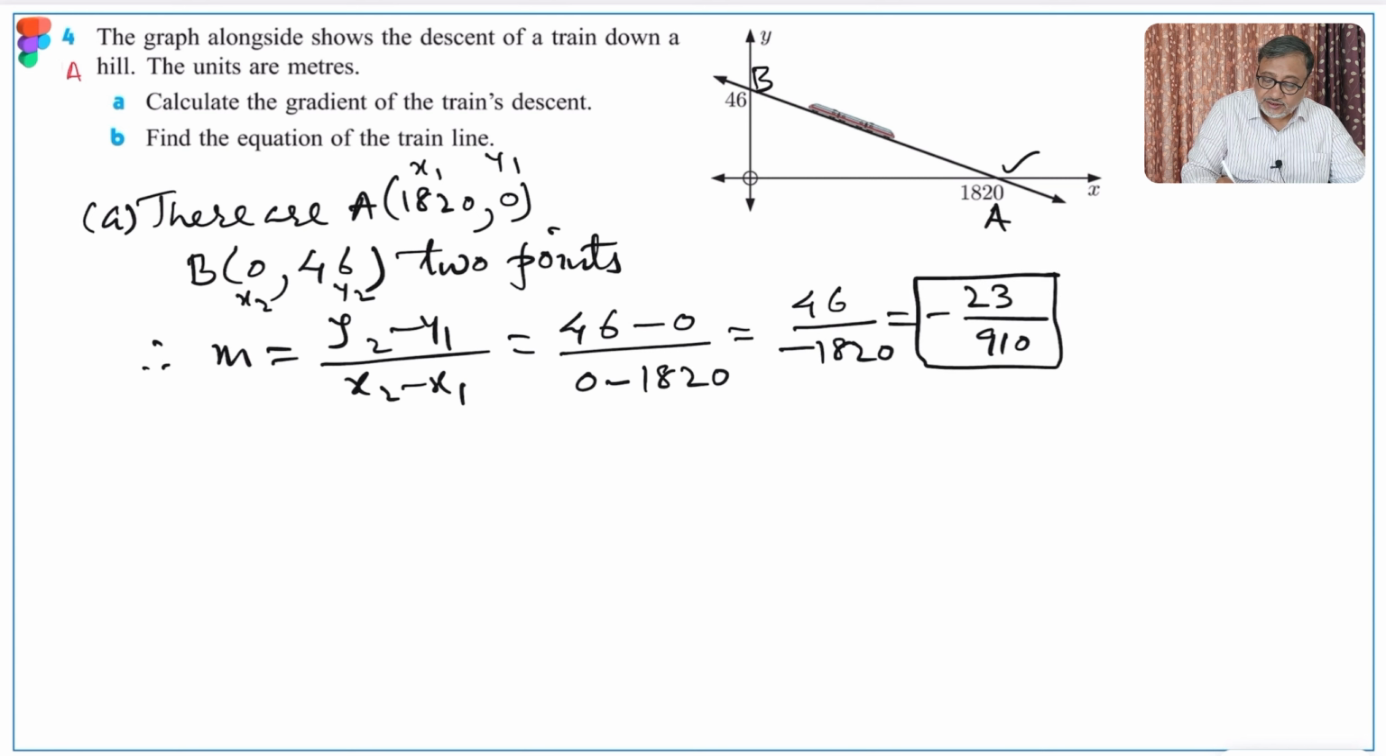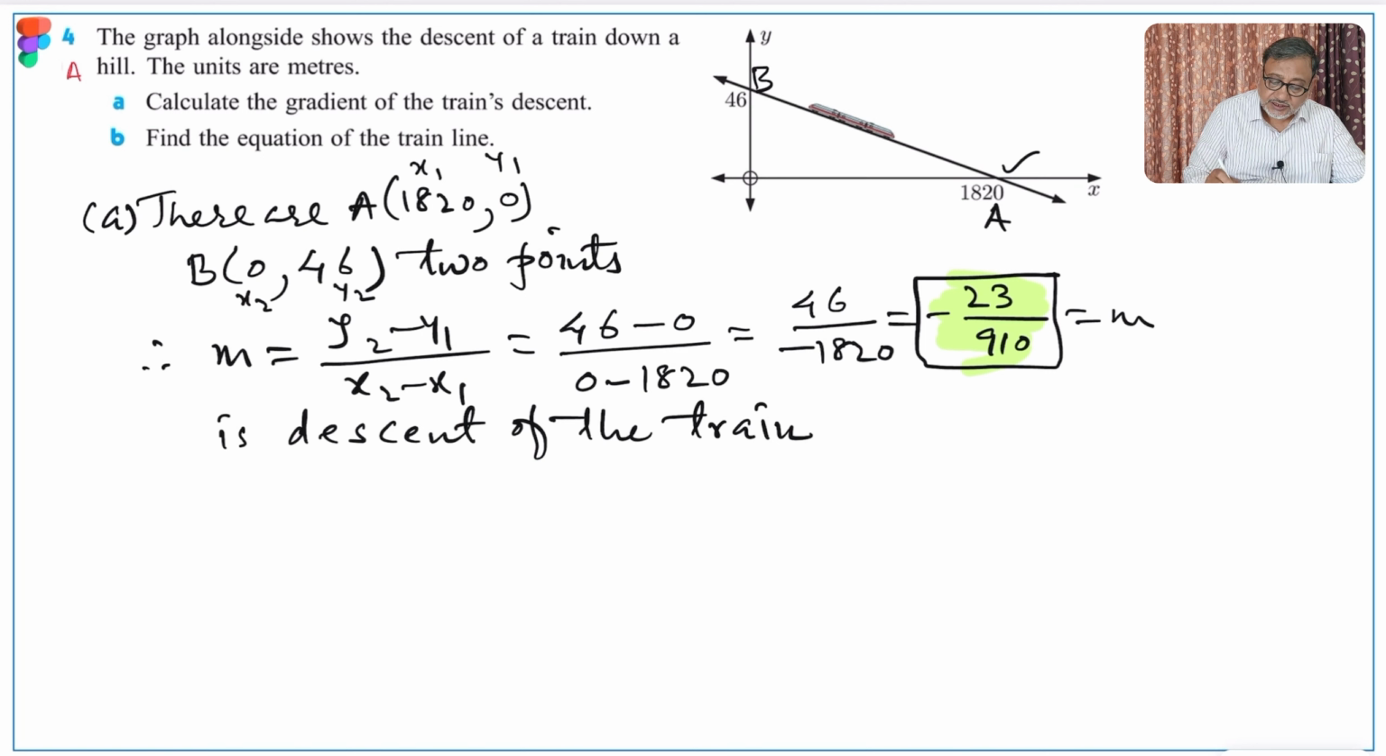This is the gradient, or this is the descent of the train, right? So which will be treated like the gradient, right? This will be m. Now the next part says find the equation of the train line. Okay, so we have one point on it. This one we can take, or this one we can take, whatever point you want to take. Better I will take this one, small values are there.